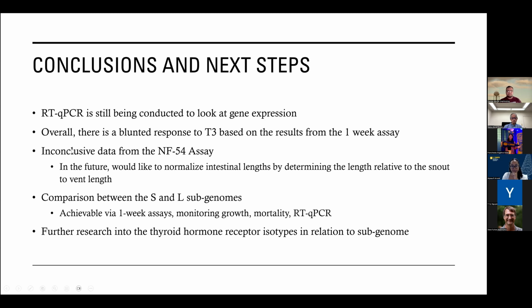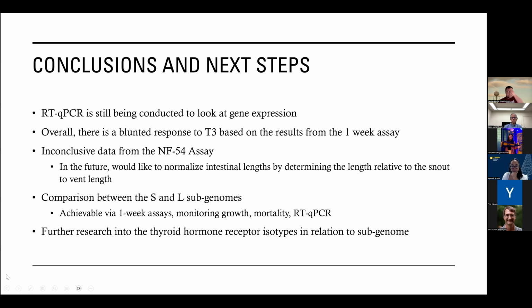And so far, the data from the NF54 assay is inconclusive. One of the things that I've noticed a lot, specifically with Yunbo Shi's paper, Yunbo Shi actually did a lot of these experiments in Xenopus tropicalis, is that he normalized them relative to snout to vent length. So they divided the intestinal length by snout to vent length, which is something that I did not do. I did not measure snout to vent length. I didn't think to do that. But in the future, if I decide to do this again, that's definitely something I would take into consideration, just so we're making sure that they're being normalized.